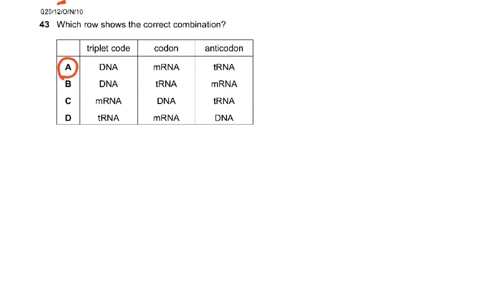Then coming on to question number 43. Which row shows the correct combination? Triplet code DNA, codon mRNA, anticodon tRNA. Yeah, triplet code is on the DNA, codon is on the mRNA, and the anticodon is on the tRNA. So I always say T and T here. And for mRNA, I say MC: mRNA has codon, medical certificate.